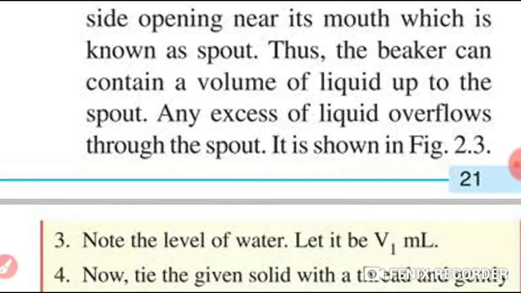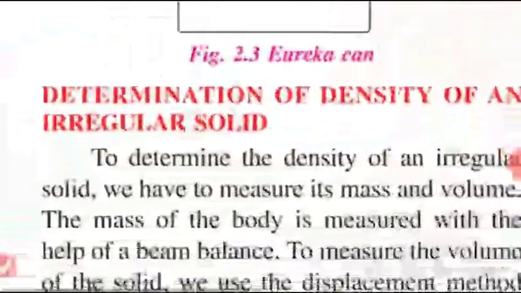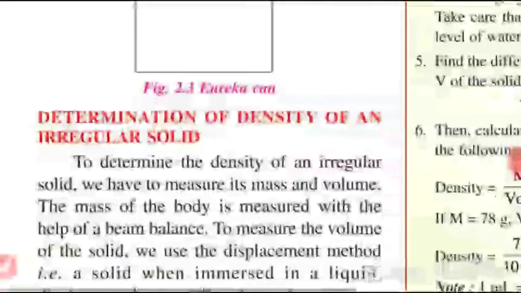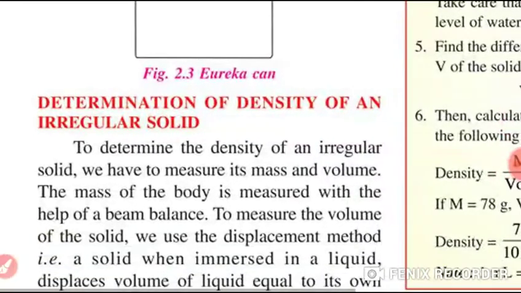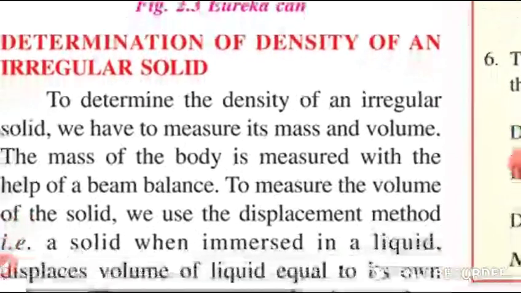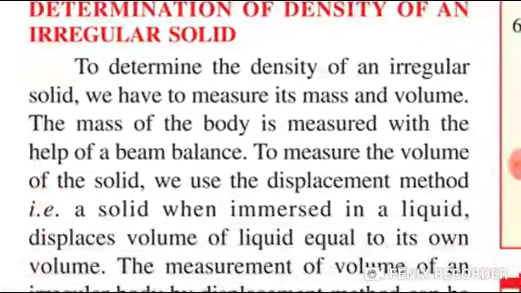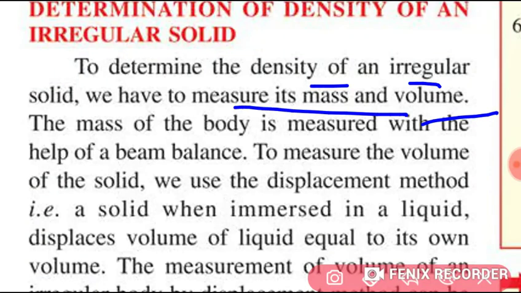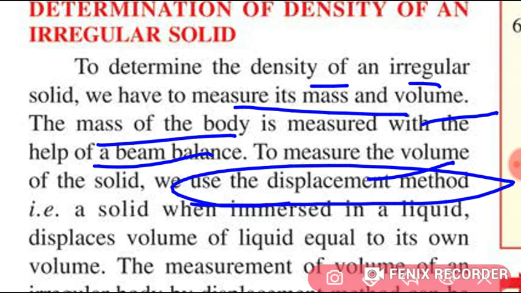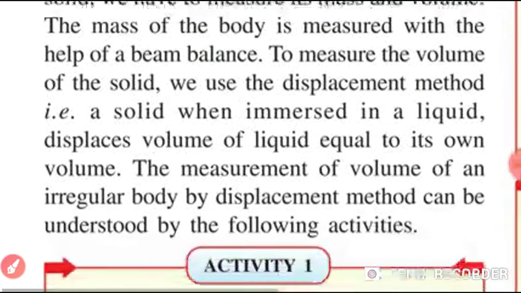Now, the determination of density of an irregular solid. Okay, students, now what will we study? The determination of density of an irregular solid. To determine the density of an irregular solid, we have to measure first of all its mass and then its volume. The mass is measured by the beam balance. To measure the volume, we can use the displacement method. That is what?